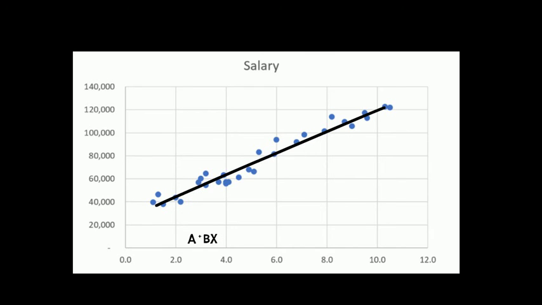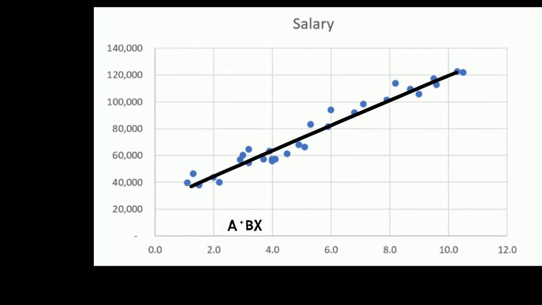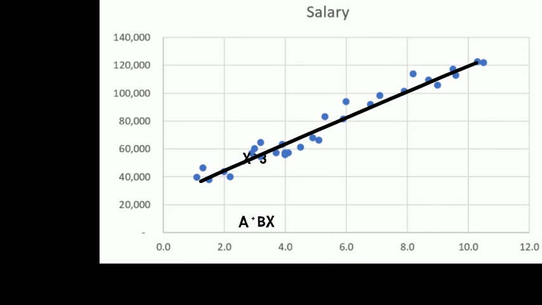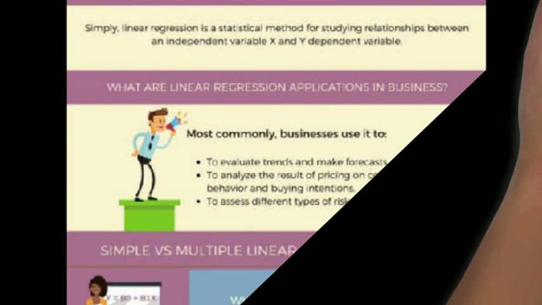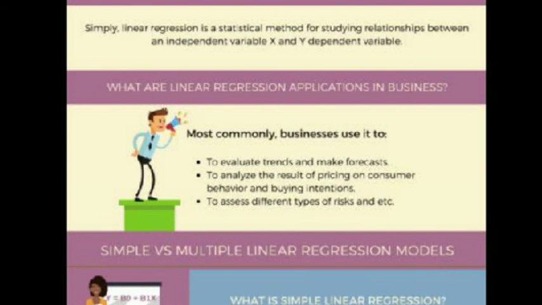With that straight line, we can predict, for example, if x is equal to 5, the amount will be somewhere around 50,000 to 60,000. Most commonly, businesses use it to evaluate trends and make forecasts, to analyze the report of price, customer behavior and buying intention, and to assess different types of risks. And yeah, that's it about the concept.